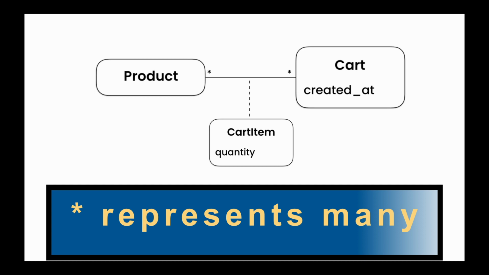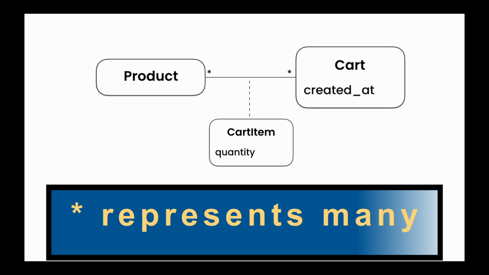All right. Now sometimes the relationship between these two entities will also have an attribute. For example, if a product is there in the cart, then we would like to know how many instances of that product are available in the cart. That means a property called quantity. So cart item will be another association class over here with an attribute called quantity.